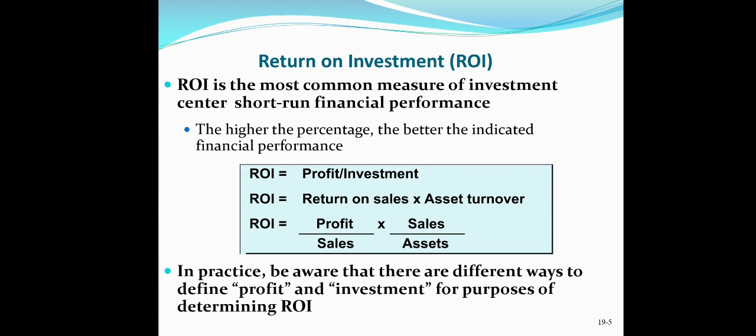So the basic formula for ROI is profit over investment. But ROI also can be calculated using this formula. ROI equal to return on sales times asset turnover, or ROI equal to profit over sales, that is the return on sales. Now we are looking at the blue box here. So ROI equal to profit over sales times sales over asset.